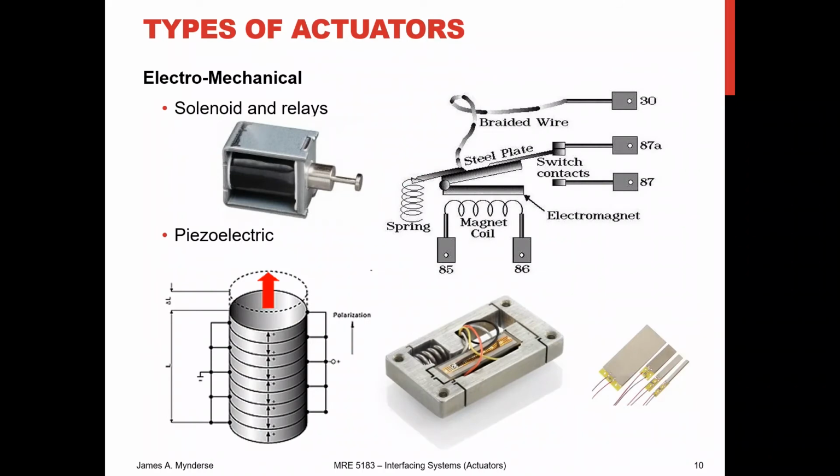Other types of actuators you're going to run into, well, we could have solenoids and relays. These are good ways to control linear motion and flow of current, and these are based on electromechanical principles.